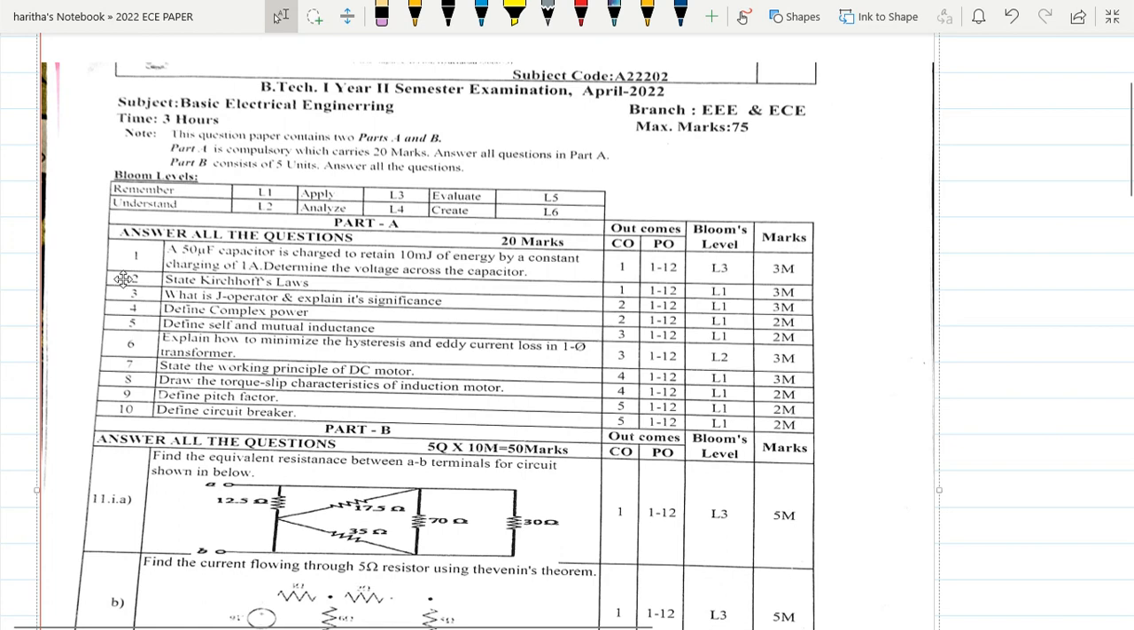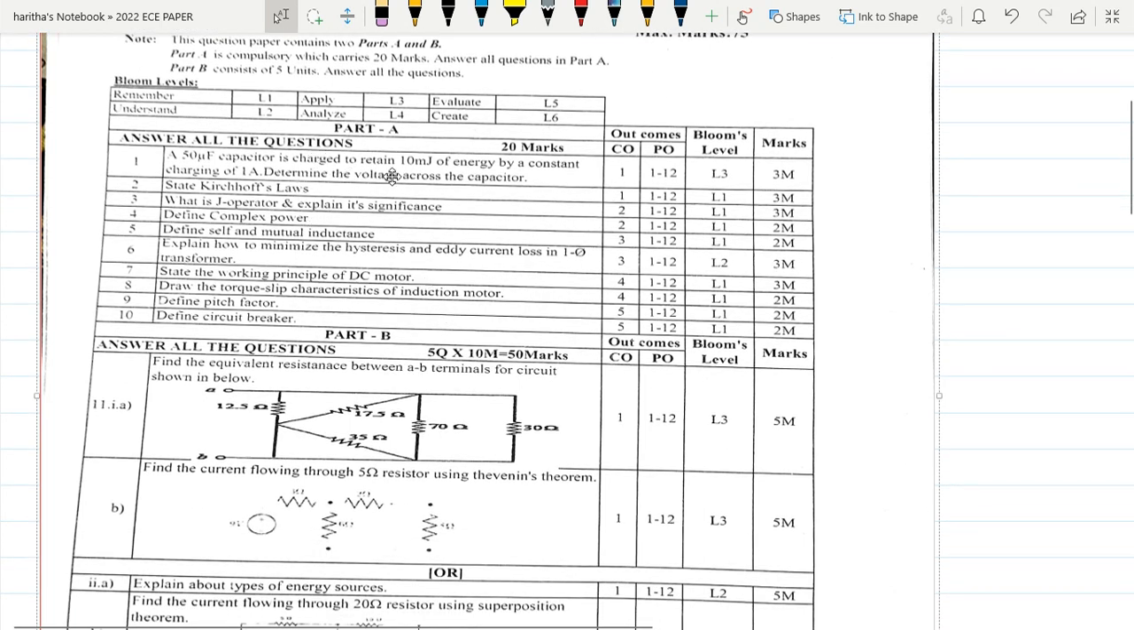Hello everyone. Today I'm going to discuss the previous question paper. This is for Triple E and ACE. So let us see the problems in the question paper. Part A consists of a total of 10 questions. In the 10 questions, we have one problem. Let's see the first problem.